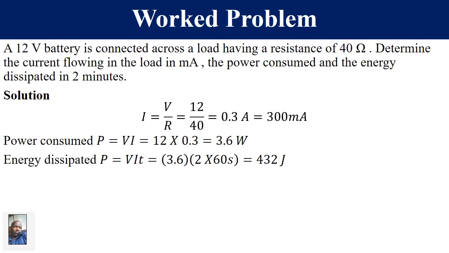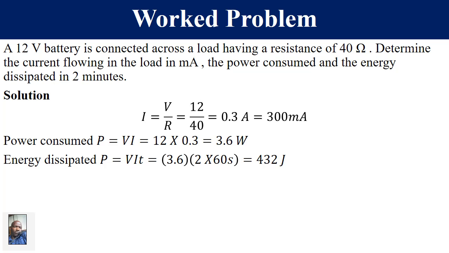Another worked problem for you, not difficult at all. A battery of 12 volts has a load of 40 ohms connected to it. Determine the current in milliamps flowing through the load, the power consumed, and also the energy dissipated in 2 minutes. Guys, I think you are now familiar with your basics.